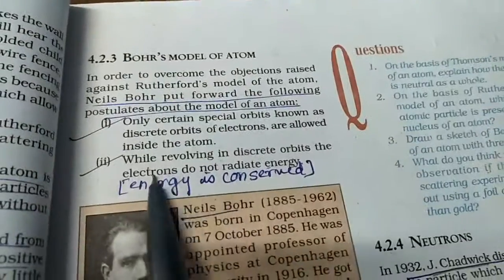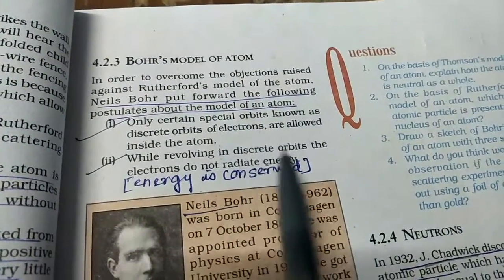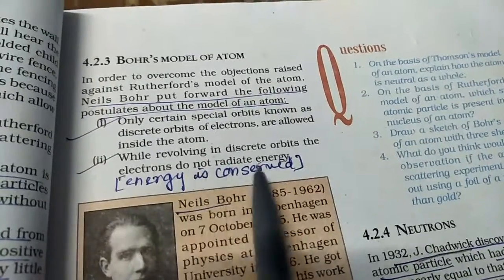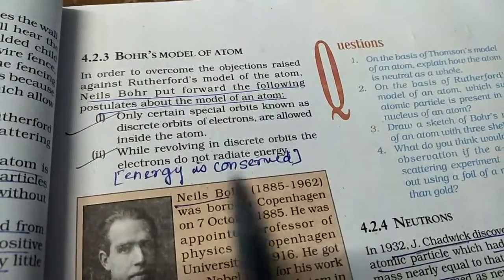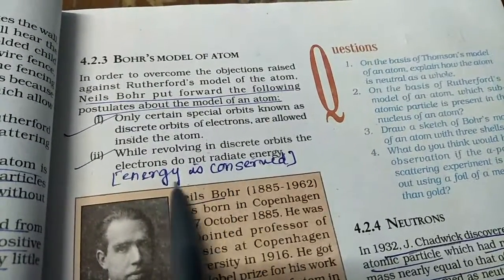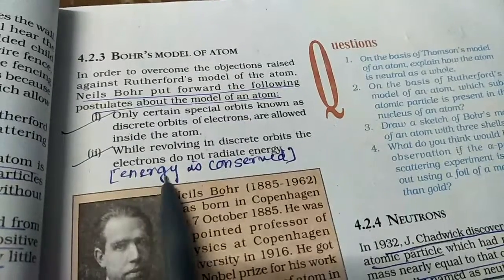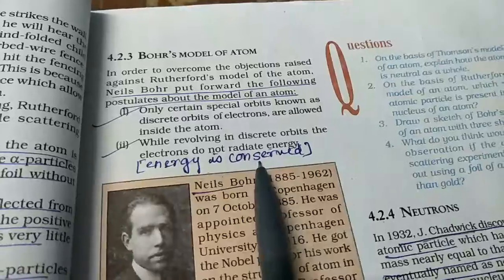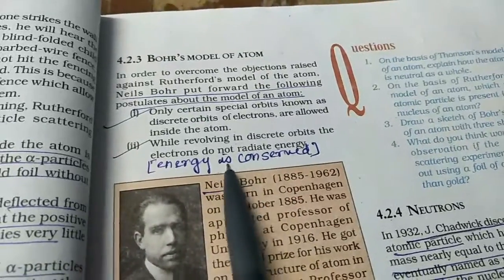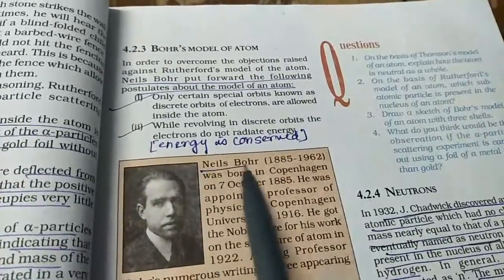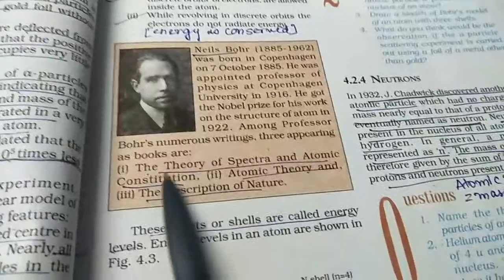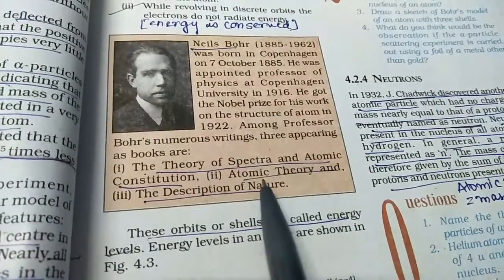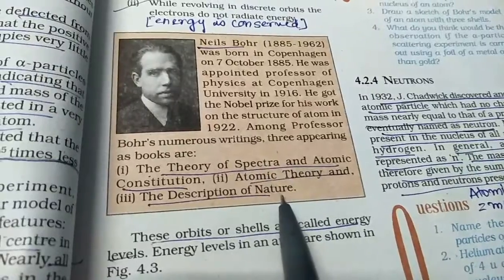Now, while revolving in each discrete orbit, the electrons do not radiate energy. So when they are not radiating energy, their energy is conserved. Whatever problems were there with Rutherford's model were all taken care of by this postulate. This is the scientist Niels Bohr, and he has given this theory of spectra and atomic constitution, atomic theory and the description of nature.